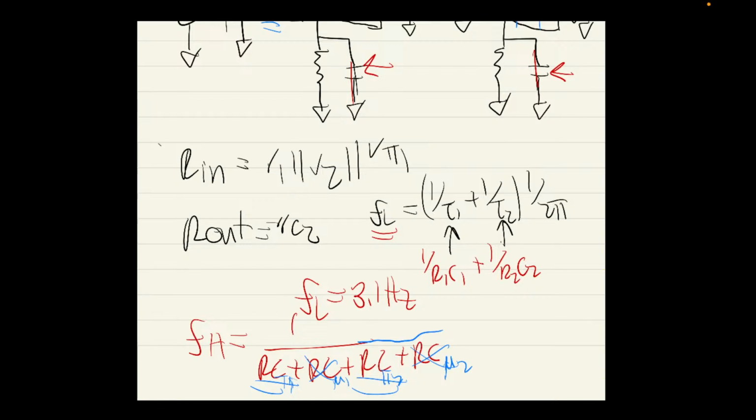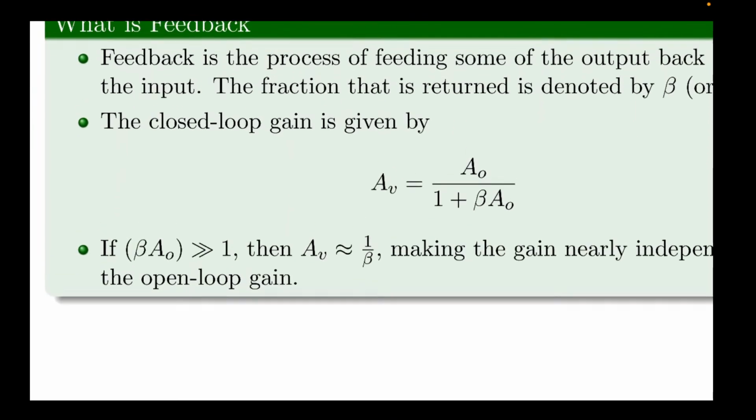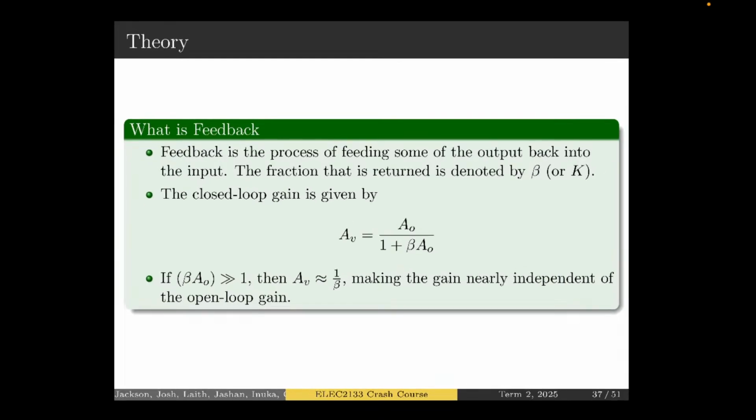All right, let's do feedback now. Okay, so what is feedback? Feedback is the process of returning some of the output back into the input. The amount that we choose to return is denoted by beta, or k in some texts. The closed loop gain is given by this equation, and if we find that beta A0 is significantly greater than 1, we get the closed loop gain basically independent of the transistor parameters. And this is very useful.